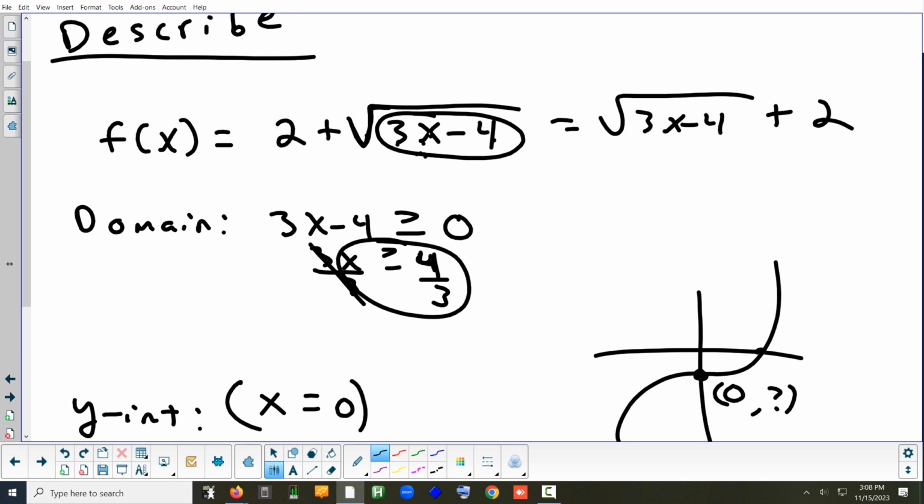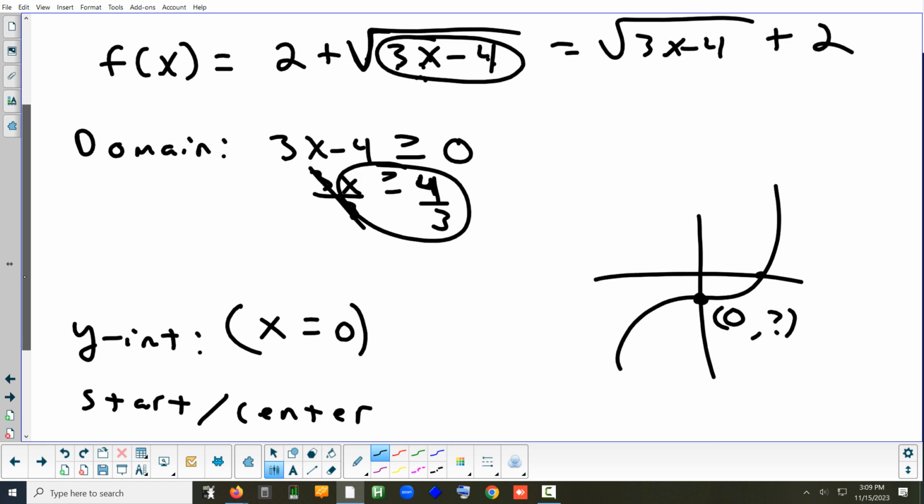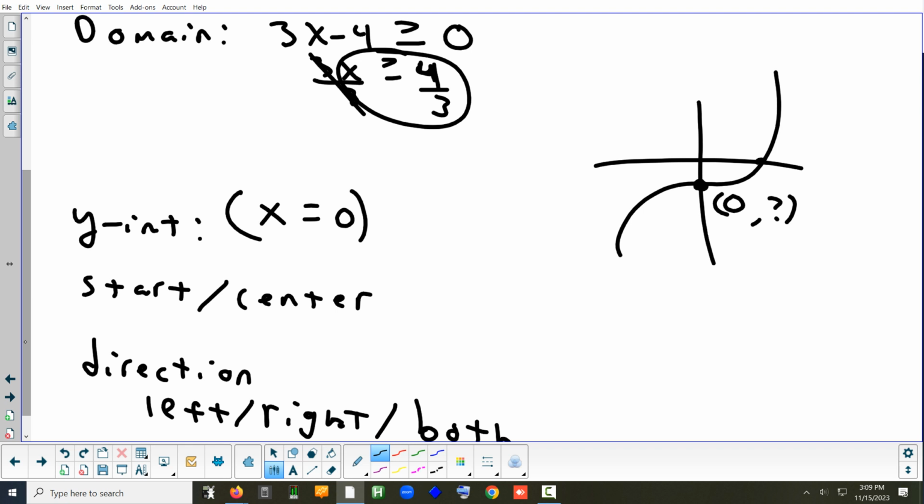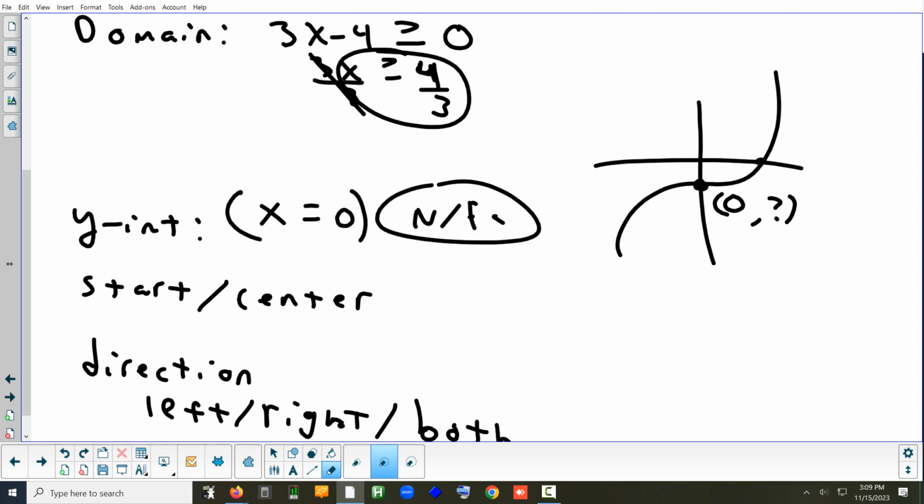So when you fill in 0, you get 3 times 0 is 0, minus 4 is negative 4. And what's the square root of negative 4? It's a non-real answer, which means it's an imaginary answer. There is no y-intercept in this problem. I meant to write NA. This graph will never cross the y-axis.